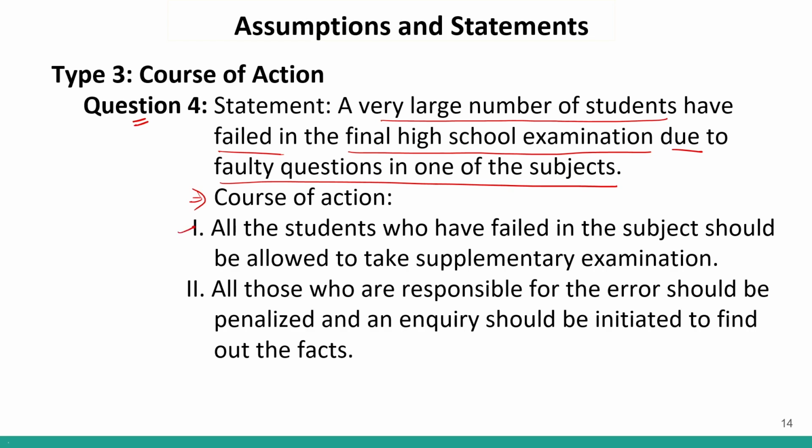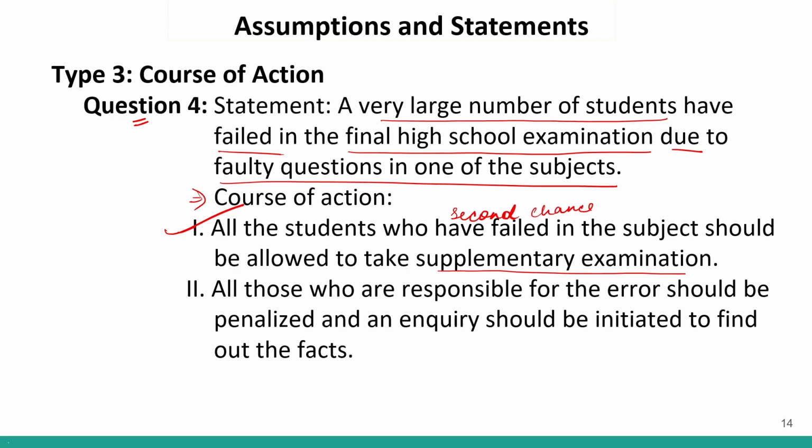First is, all the students who have failed in the subject should be allowed to take a supplementary examination. Definitely this is a correct course of action because the students who failed, it is not their fault, right? If faulty questions are there in the paper, it is not the students' fault. So they should be given a second chance to prove that they have studied for the examination. They should be given an opportunity to take a supplementary examination. So 1 will definitely be the correct course of action.